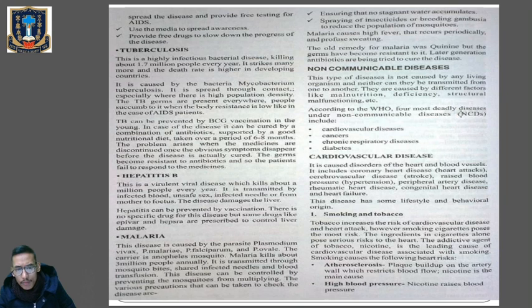So how can we prevent malaria? Ensure that there is no stagnant water in our surroundings. We have to keep our surroundings clean and free from water stagnation, because stagnant water is the breeding ground for mosquitoes. Spraying of insecticides, or spreading sites, or breeding Gambusia to reduce the population of mosquitoes can be done.